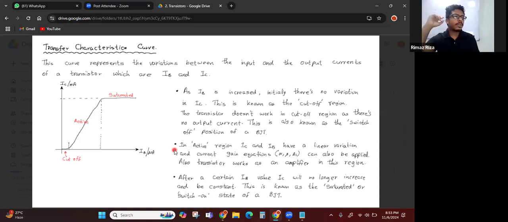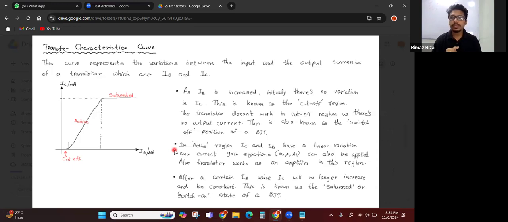So here we have the variation of output current versus the input current. The output current is IC, which is in the range of milliamperes, so the unit is taken as milliampere, and IB, as we always know, is in the range of microamperes. Now in this graph, the first region is the cutoff region. The cutoff region means that in that region the transistor is not active.